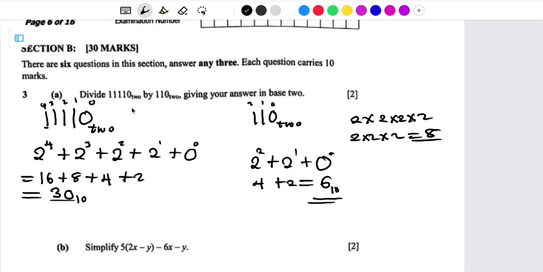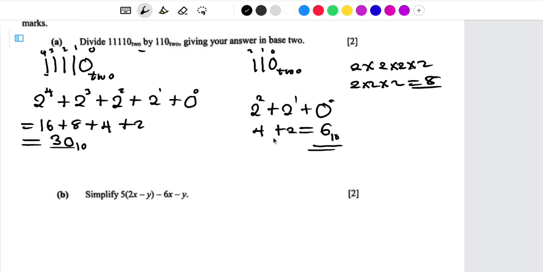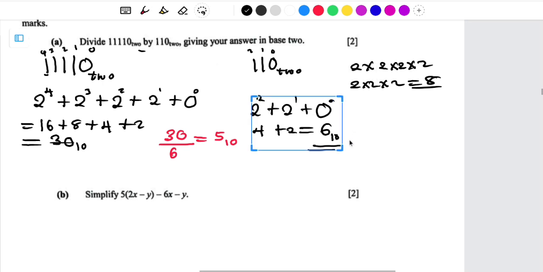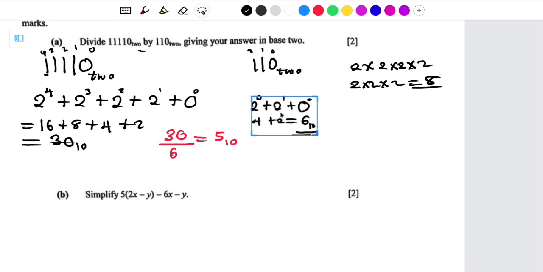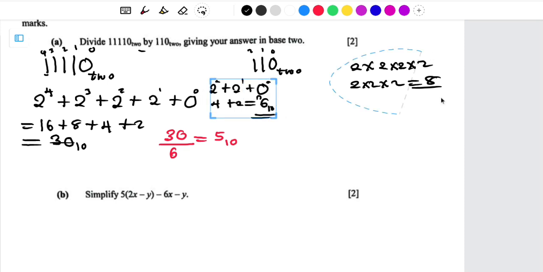Now since here we are dividing, it means division. So what we are going to do here is divide 30 by 6. Then this is going to give me 5. Then remember this 5 is in base 10. So I have to convert it into base 2 now, which is just very simple. Or let me do this: reduce this one in size, then put it here, and then erase this part.